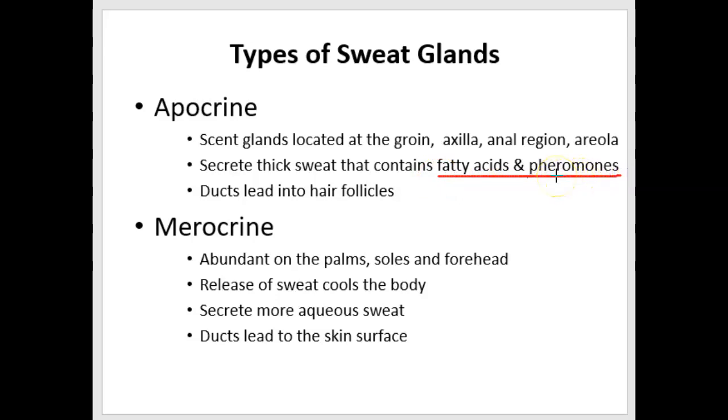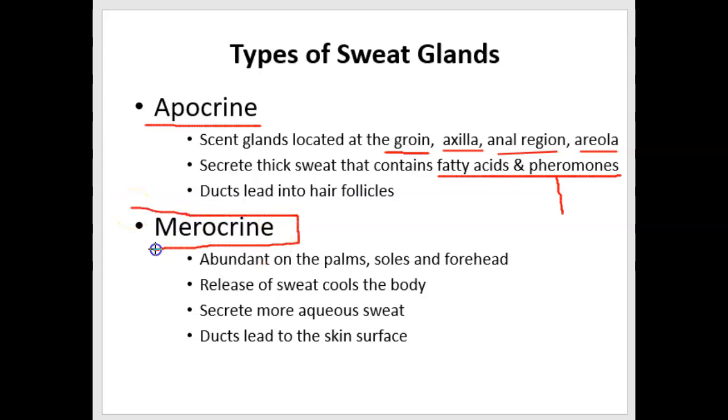Pheromones are olfactory or smelling signals, and since the apocrine glands release this thick sweat with the pheromones to places where there's a hair, we see the apocrine glands more in the groin, the axilla, around the anus, and around the areola. Okay, so merocrine glands won't be associated with hair.